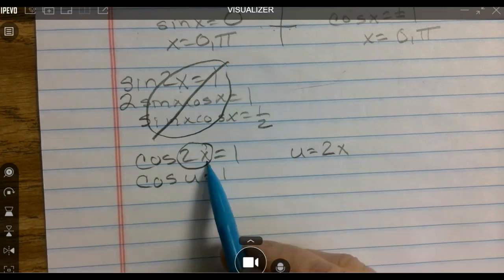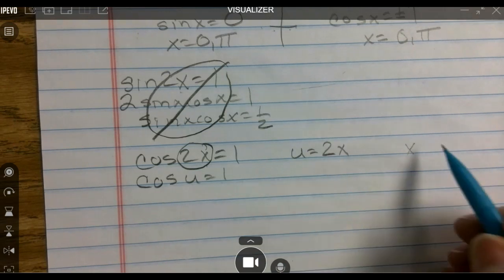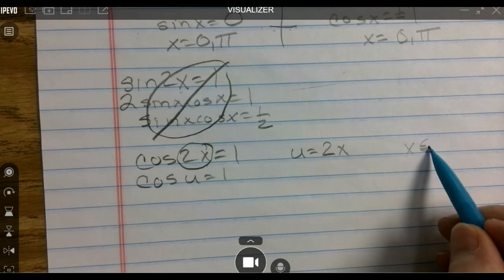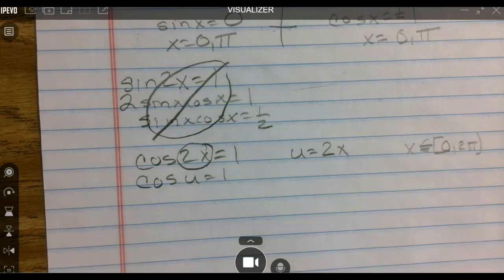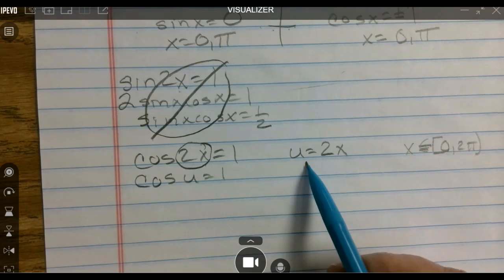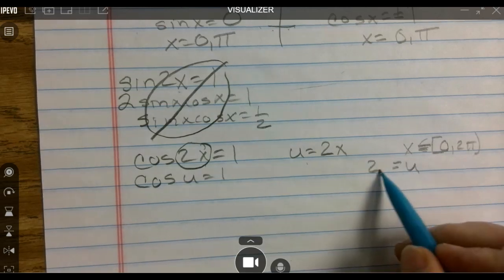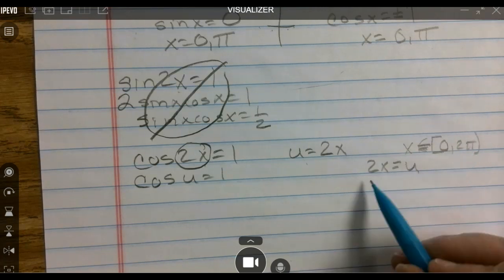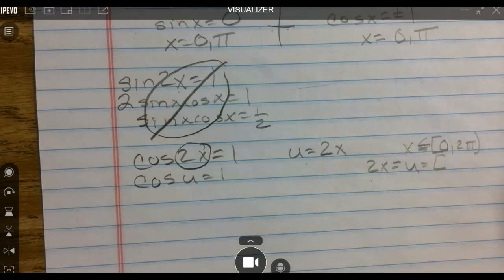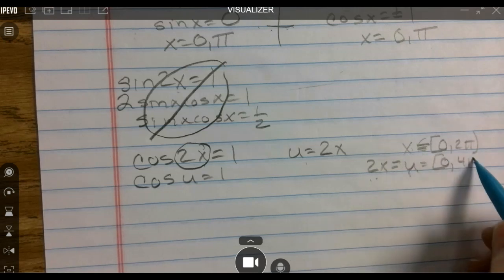Because this whole problem was defined that said that X had a domain restriction. If you remember the very first problem we did, X had a domain restriction from 0 to 2 pi, not included. Well, now I need a domain restriction for U. That's not hard, because U is now equal to 2 times X. If X is from 0 to 2 pi, then I multiply by 2. If it's half, I'll take half of it. If it's 3 times, I'll do 3 times it. So now, taking 2 times that to get my restriction for U, I'm going to go from 0 to 4 pi.